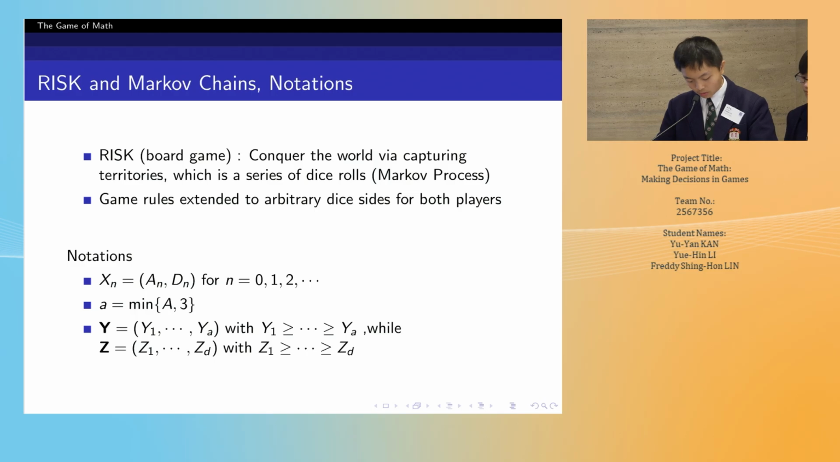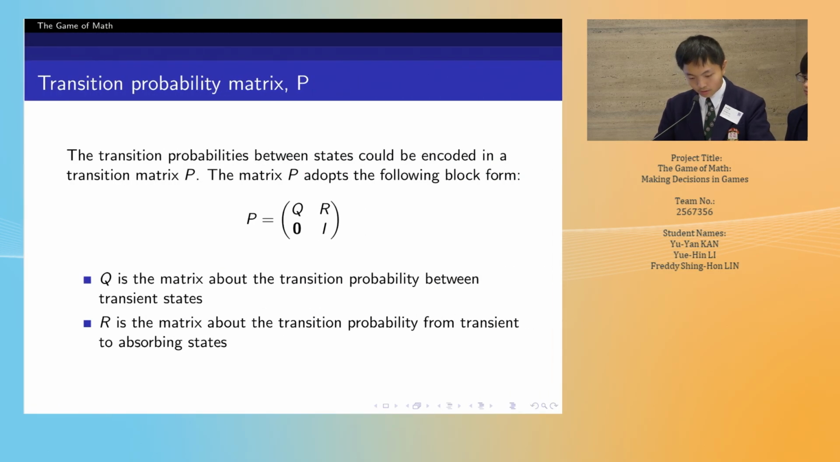Here are also some notations we will refer to in the following. And also for simplification of calculations, we assume that S is smaller than or equal to T. So as dice rolls in the game form a Markov chain between states, which in this case is the number of armies on both sides, we should first define the transition probability matrix P. It adopts the block form shown on the screen. In particular, Q is the matrix encoding the transition probability between transient states, and R is that from transient states to absorbing states.